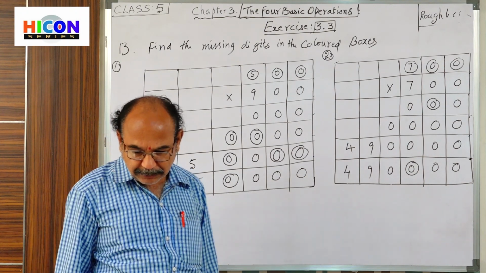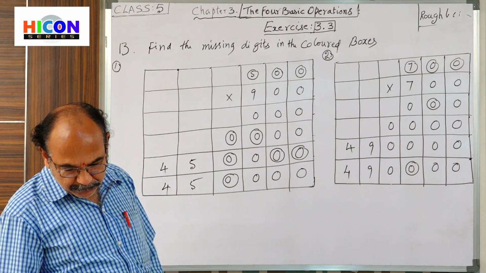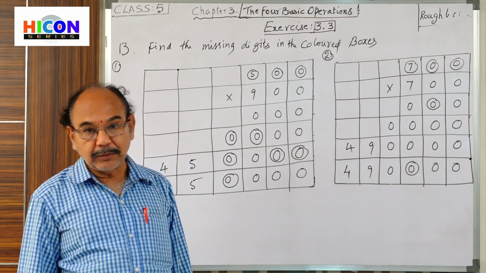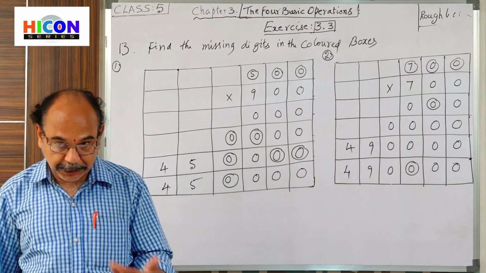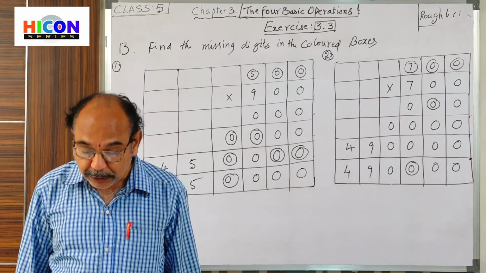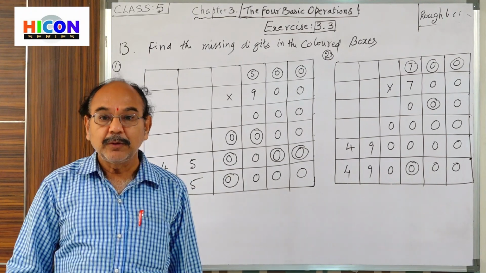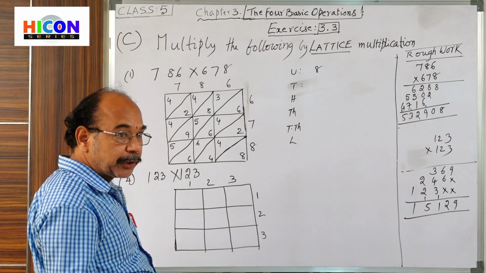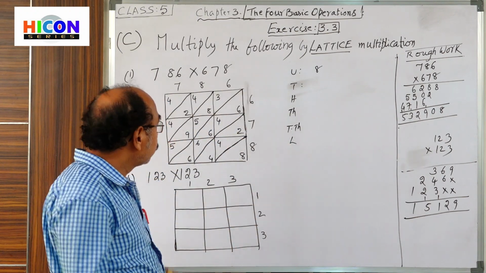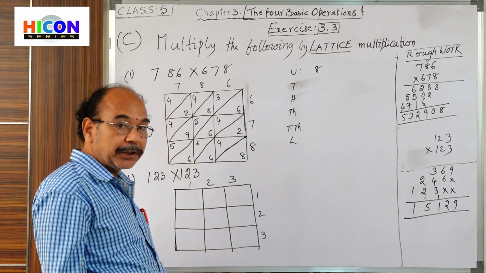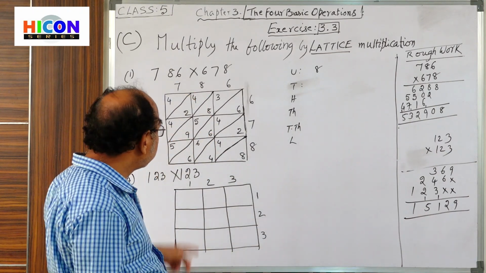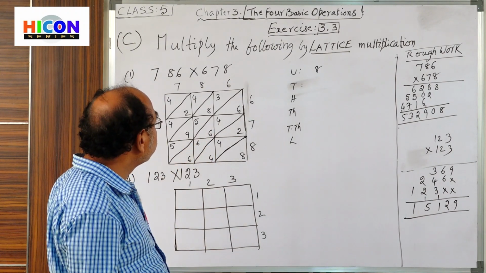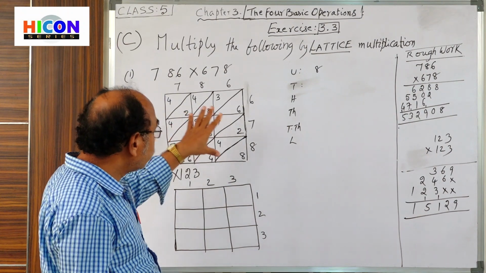Now we go to the next section. In that section, multiply the following by lattice multiplication. You will see in section C, multiply the following by lattice multiplication. In the lattice multiplication, first of all we prepare a 3 by 3 square grid. Children, in the 3 by 3 square grid, we have to fill up the boxes.